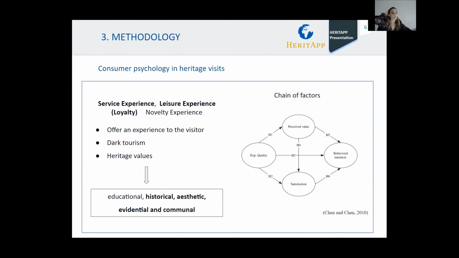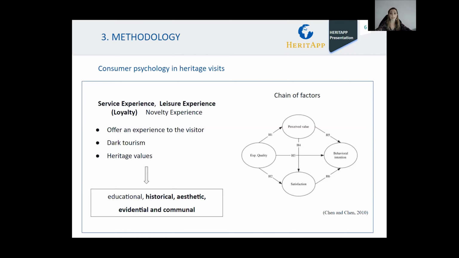When we talk about consumer psychology in heritage visits, I just want to mention a study conducted by Fang and Arifin. They are pioneers in applying experiential marketing expertise, and it's based on three central notions when you talk about the visitor experience. These are service experience, novelty experience, and leisure experience. And the research illustrated that the most determining variables for visiting a cultural site are service experience and leisure experience. And these are closely related to the value of loyalty, because we want the audience to return to the place, to establish some loyalty bond.